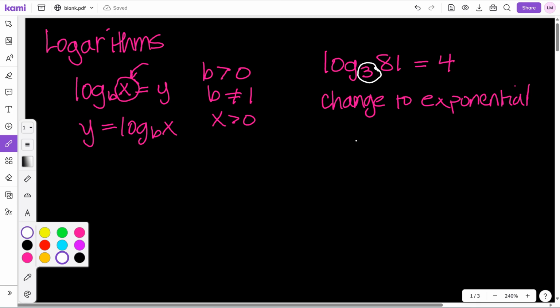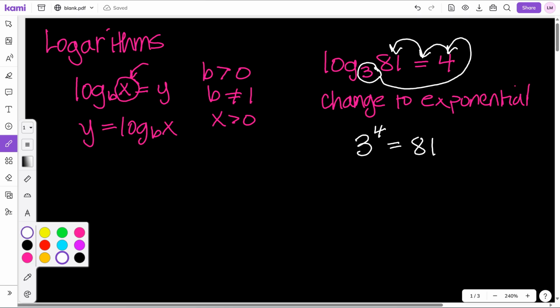So 3 is my base. My exponent for 3 is 4, and it's equal to the argument. That is a true statement: 3 to the 4th is 81. So I can change back and forth between exponential functions and logarithmic functions, and that can help me solve for a logarithm.